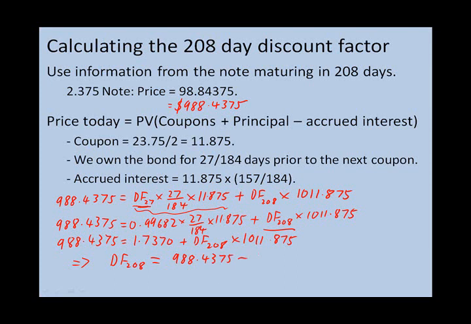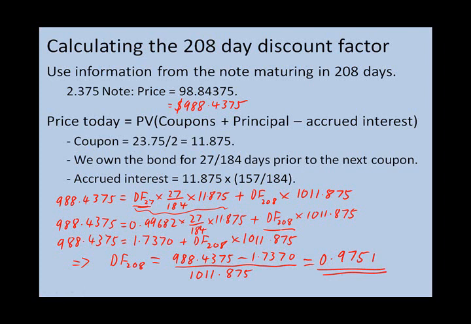So the discount factor for 208 days is going to be equal to 988.4375 minus 1.7370, all divided by 1011.875, which equals 0.9751. That's the discount factor for 208 days.